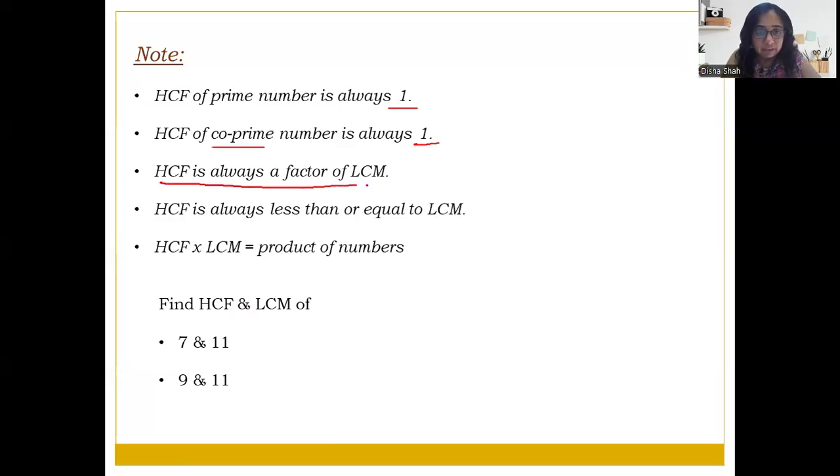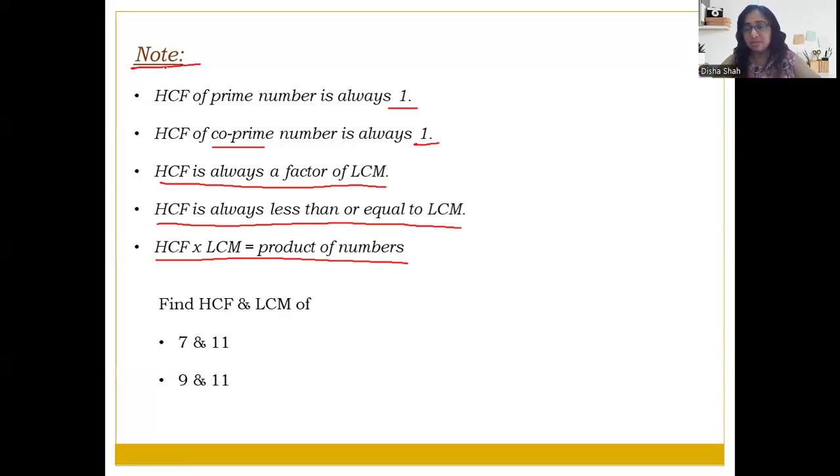HCF is always the factor of LCM. HCF is always less than or equal to LCM. And this is a very, very important formula. HCF into LCM is equal to the product of numbers. Note down all these things in your book. Video को pause करो और ये सब लिख दो. This is very, very important.